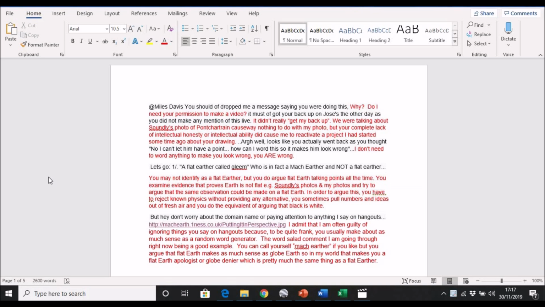I've tried to record this once already and it went on for ages. So I'm just going to try and get through this as quickly as I can to illustrate how Gleem has got pretty much everything in this comment wrong. I've copied Gleem's comment into Word, I've left his words in black, and I've interjected with some red. I'm not going to try and do two different voices, so I'll try and remember to explain whether I'm quoting Gleem or whether I'm responding to Gleem.